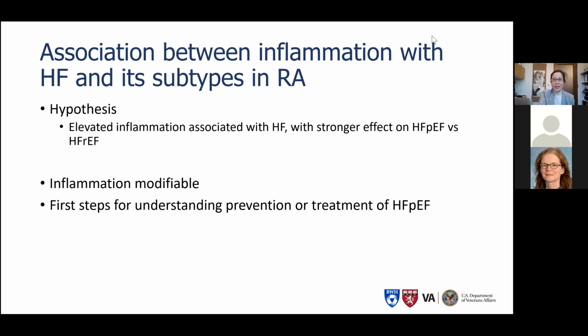Now I'm going to jump back to our clinical example, and that is looking at the association between inflammation with heart failure and its subtypes in RA. So as I mentioned, our hypothesis was that elevated inflammation was associated with heart failure with a stronger effect on HFpEF versus HFrEF. And one reason I am sure that we all care about as rheumatologists is that inflammation is modifiable. And so we should really think about, first, establish whether this is an issue, and two, it would help us in the future to understand how we might do a better job preventing heart failure, or specifically HFpEF.